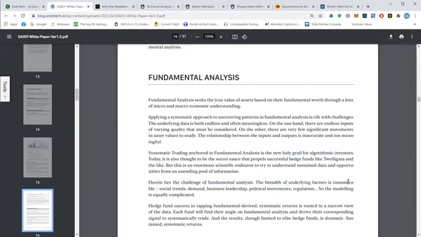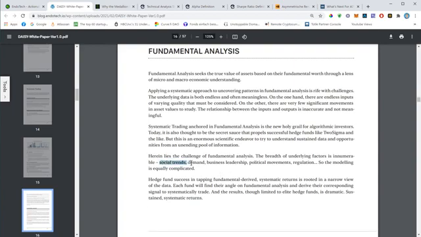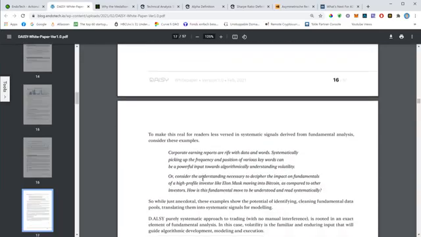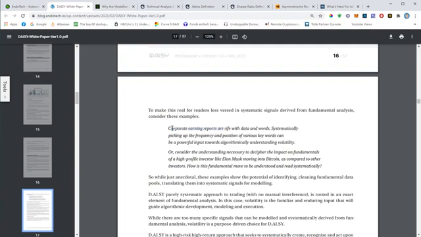The breadth of underlying factors is just way too big. You have to look at social trends, demand, business leadership, political movements, regulations, all that stuff. Let me give you an example. Corporate earnings reports are rife with data and words. Systematically picking up the frequency and position of various keywords can be a powerful input towards algorithmically understanding volatility. So the script will be looking at different keywords. You have a lot of text, a lot of numbers, and the algorithm will pick the most important keywords and give you an output that you can use to make decisions, right?